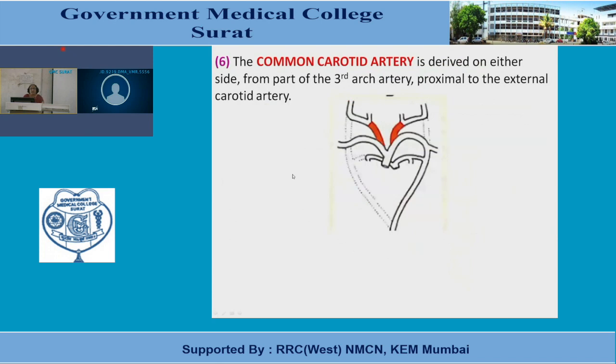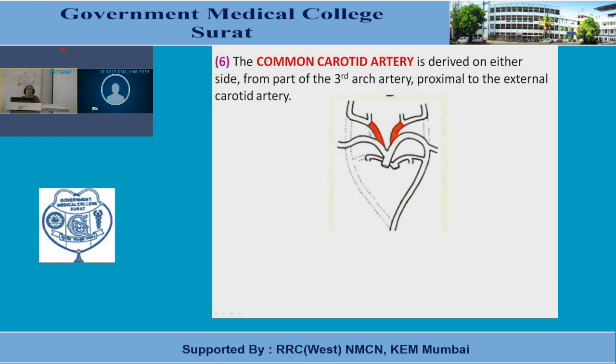Now, another important artery is the common carotid artery. In the given diagram, this is the pulmonary trunk, the branch to the lung bud, here the dorsal aorta, here the ventral aorta, here the aortic sac, the right horn and left horn of the aortic sac. This is the third arch, the fourth arch, and the sixth arch. Now, red color indicates that the common carotid artery is derived on either side from part of the third arch artery, proximal to the external carotid artery. So this twig is the external carotid artery, from the common carotid artery, and the internal carotid artery.